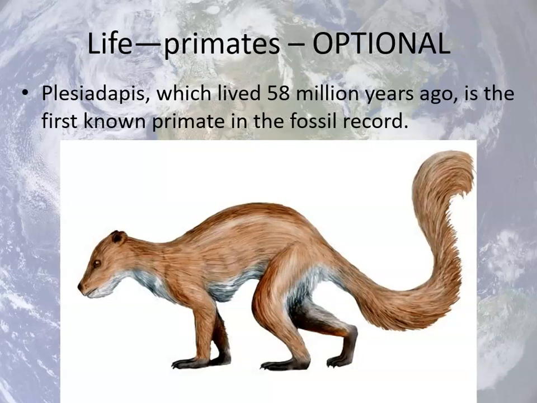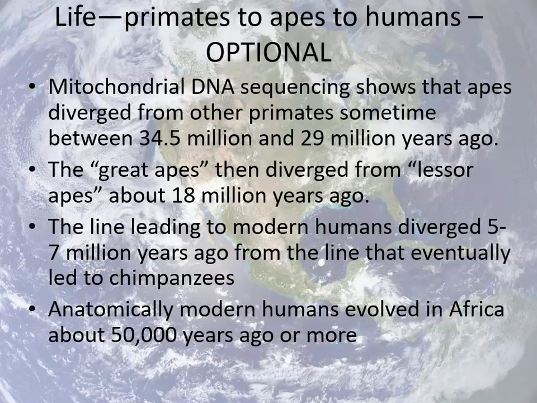Primates started to appear soon thereafter. In fact, mitochondrial DNA sequencing shows that apes diverged from primates sometime between about 34.5 million and 29 million years ago. And then after that, great apes diverged from lesser apes, and then the line leading to modern humans diverged from that sometime between about 5 and 7 million years ago.